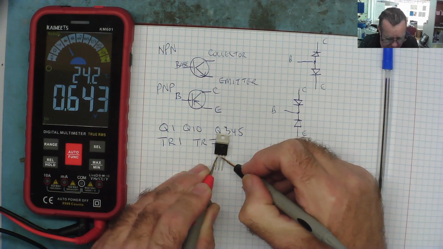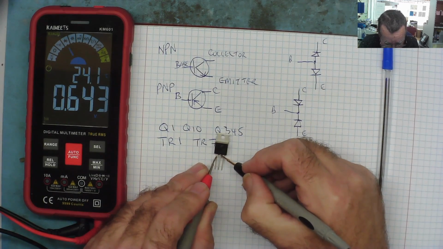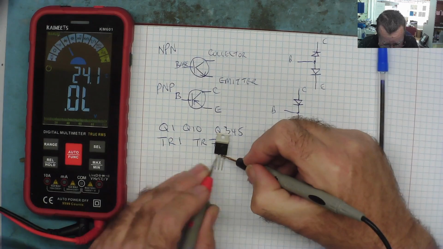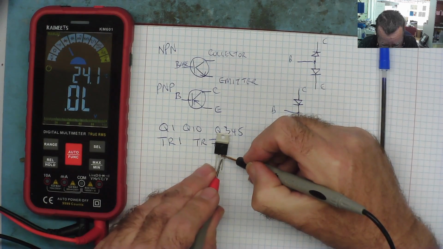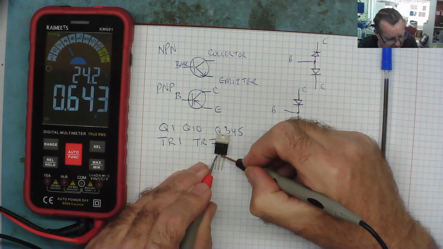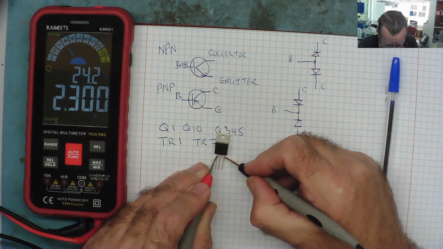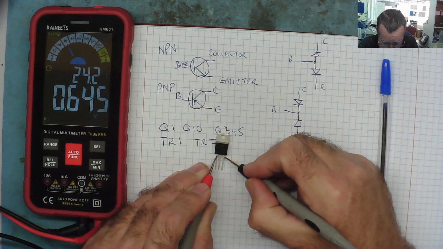And because we see a junction, we know one of these two leads must be the base. So let's see which one it is. Is it the middle one? Well, if we move the red to the other end, we should see the same or similar, and we don't. So this is not the base. This one must be the base, or it's a faulty transistor. So we go to the other end, and again we read 0.645.